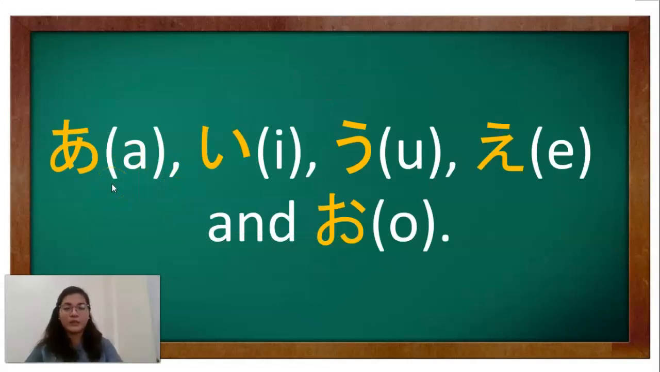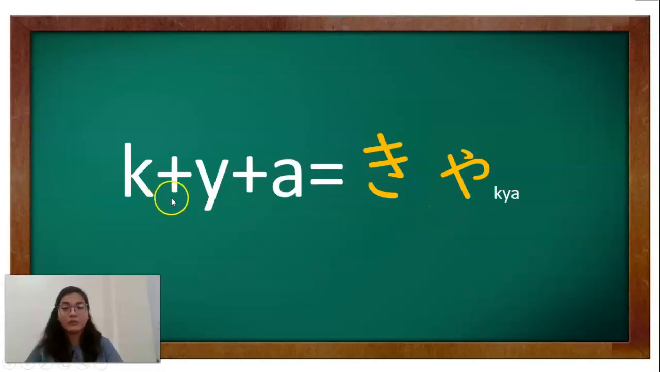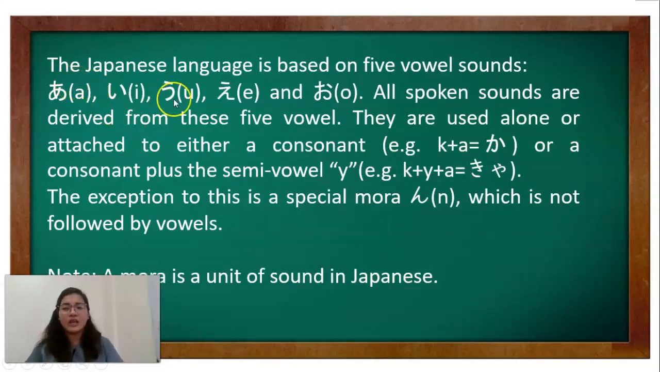Hiragana are composed of vowels like a, i, u, e, and o. And next, this is a consonant and a vowel, K and A, which makes ka. Plus K plus Y plus A is equal to kya. So the Japanese language is based on 5 vowel sounds, which are a, i, u, e, and o. All spoken sounds are derived from these 5 vowels.